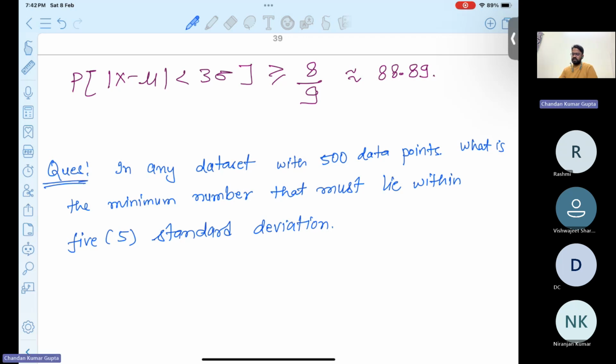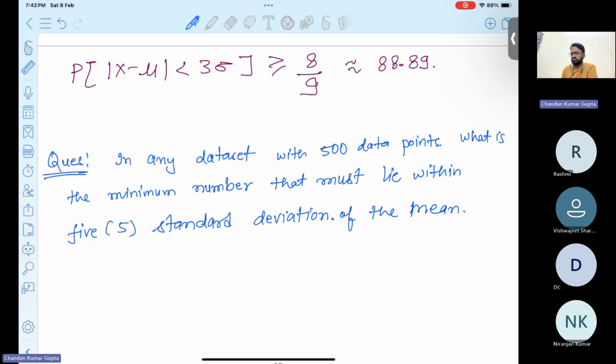Okay, like we have 500 data sets actually. And now we need to find the minimum number that must lie within the 5 standard deviation of the mean.